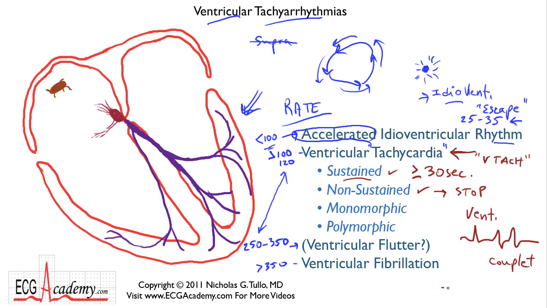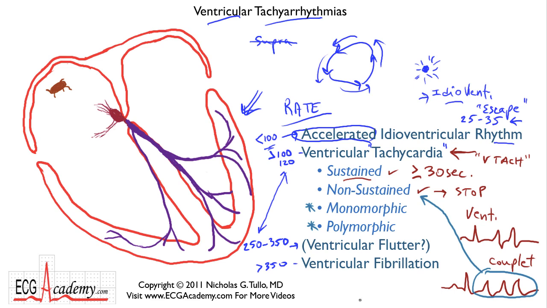And if you have 3 beats in a row, some people actually call that a triplet. But to be accurate, 3 beats in a row or more is really considered non-sustained ventricular tachycardia. Finally, we characterize ventricular tachycardia as either monomorphic or polymorphic. Now, what does that mean?